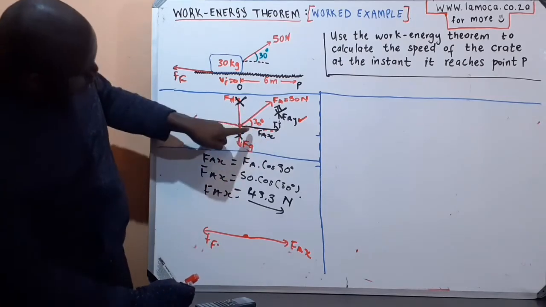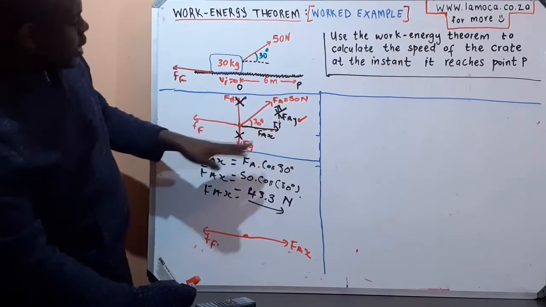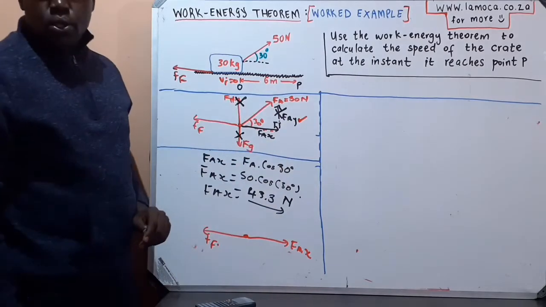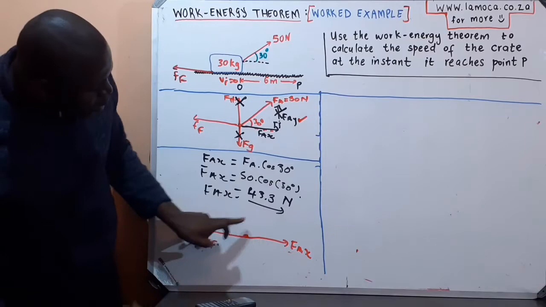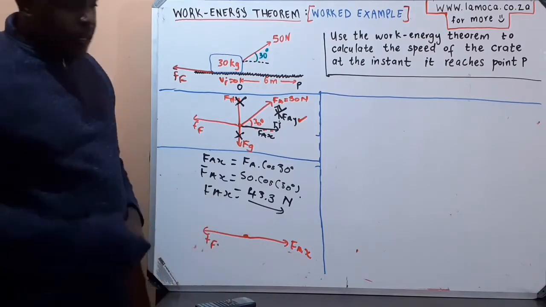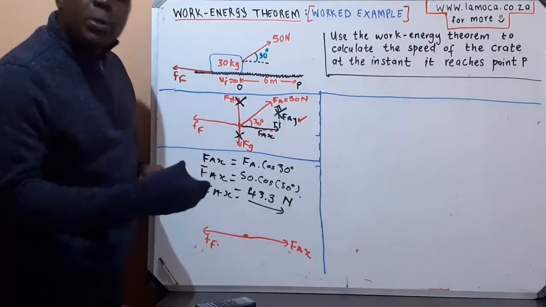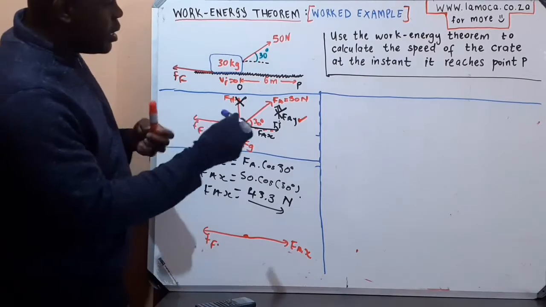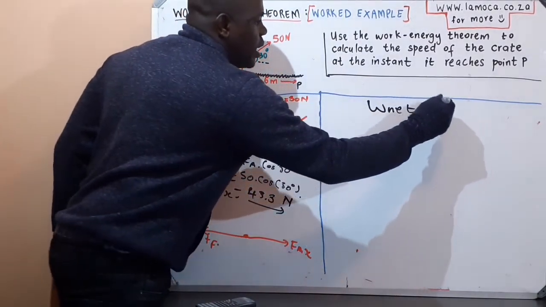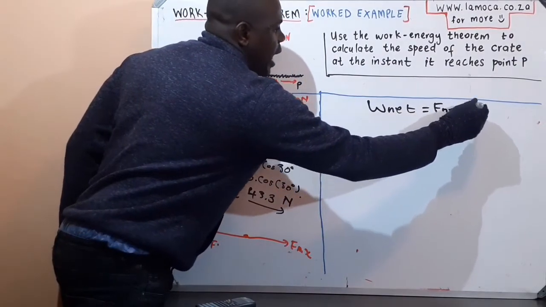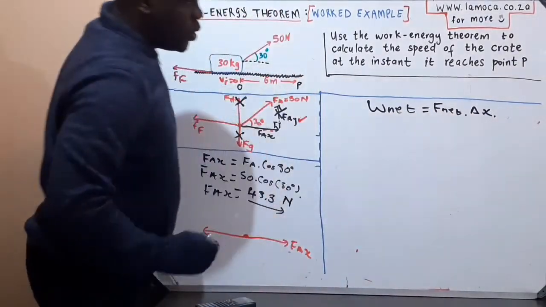The horizontal component of the force applied is doing work. The vertical component of the applied force is not doing work because it's at 90 degrees to the displacement. So these two forces are the only forces that are doing work on the system. Very interesting. So we can find the net work done on the system. Remember, we said the net work is equal to F net times delta X.